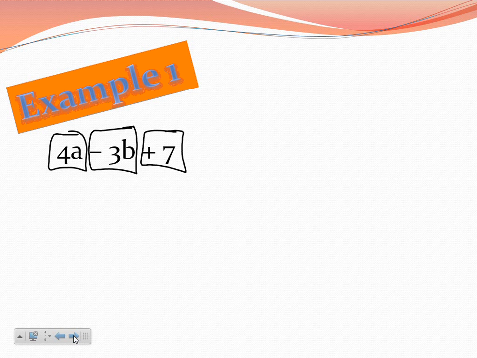Positive 7. Is that a number, a variable, or a product? That's a number. So do those classify as terms? So how many do we see? 3. Okay. So what will we call this guy? This is a trinomial because it has 3 terms.